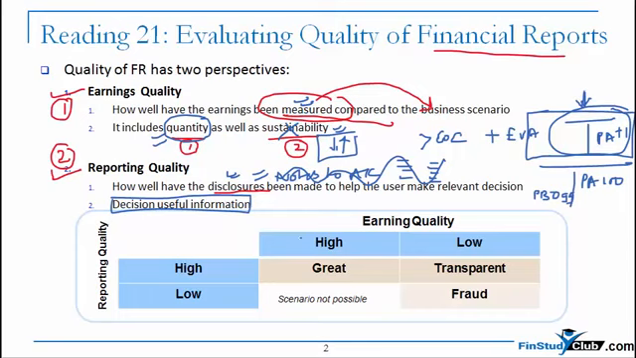Coming to this particular table here, this table very well captures the 4 scenarios that are possible: the earnings quality high or low, and the reporting quality high or low. Now this is more a matter of common sense, that if the earnings quality is high, then the firm obviously will not be motivated for a bad type of disclosure.